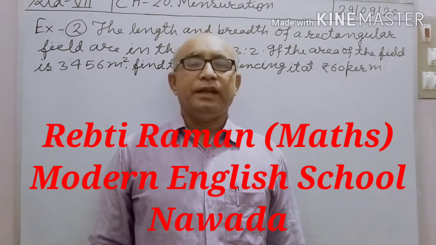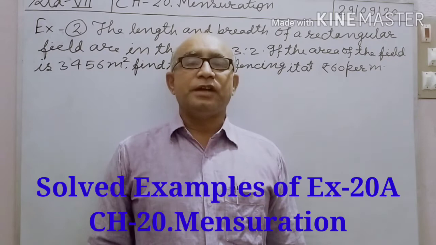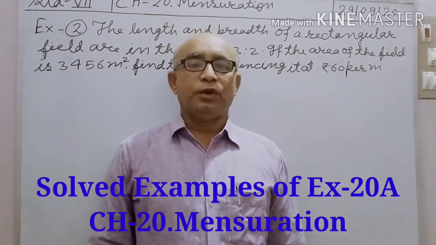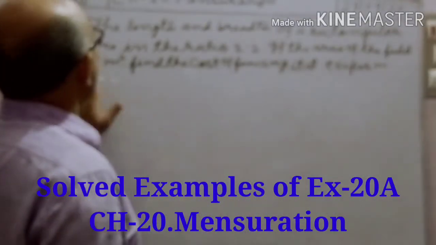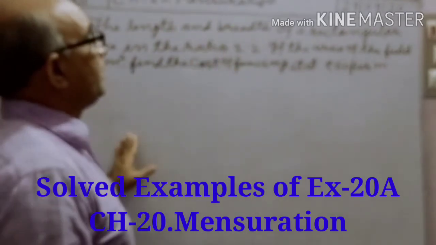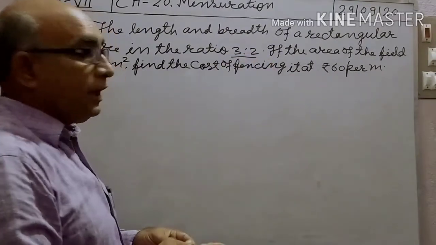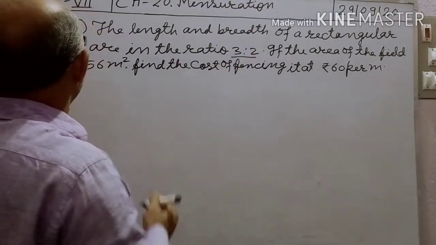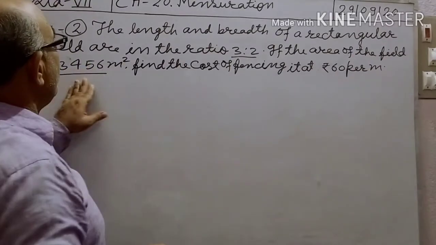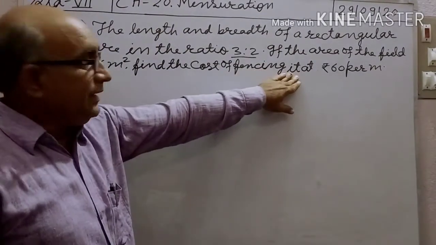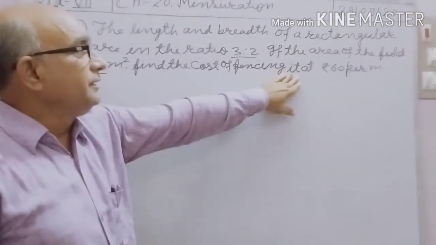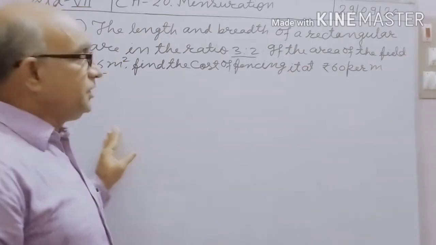Students, today I shall solve examples of exercise 20A, chapter 20, mensuration. Example 2: The length and breadth of a rectangular field are in the ratio 3:2. If the area of the field is 3,456 meter square, find the cost of fencing it at the rate of rupees 60 per meter.